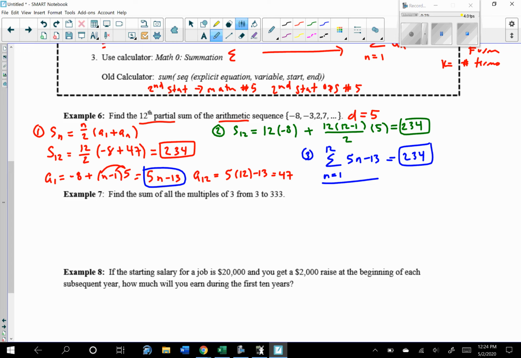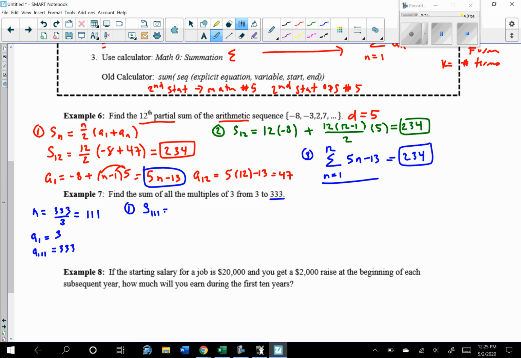So first we need to figure out how many terms we have. If they're multiples of 3, take 333 and divide that by 3. That means there are 111 terms. My first term I can see is equal to 3, and my 111th term would be 333 because we're going from 3 to 333, so it actually does give you your last term there. So if I use that first formula, it would be pretty easy.